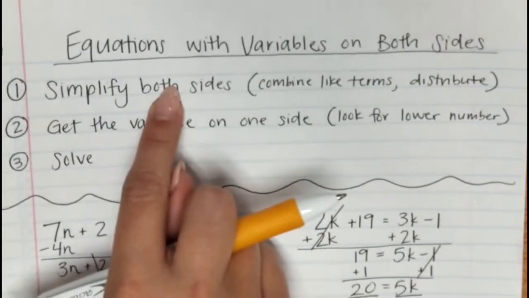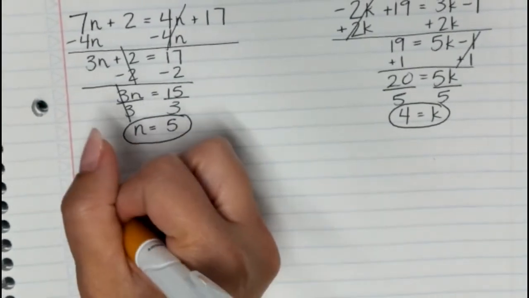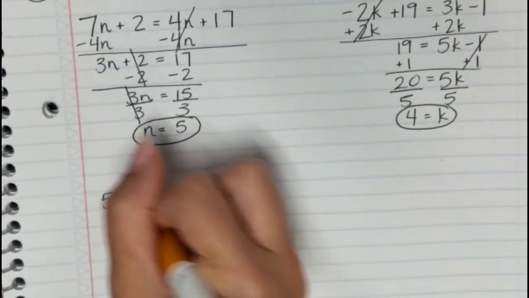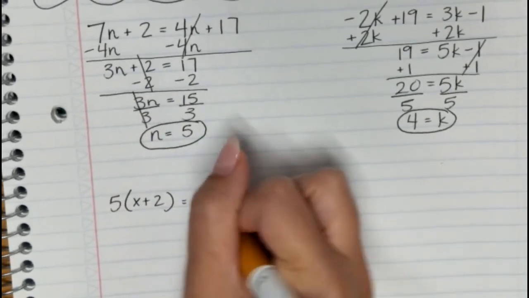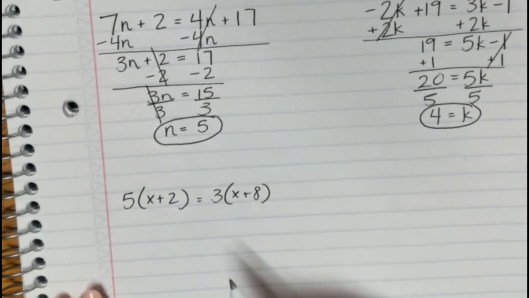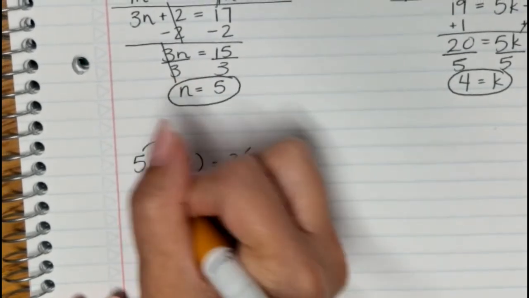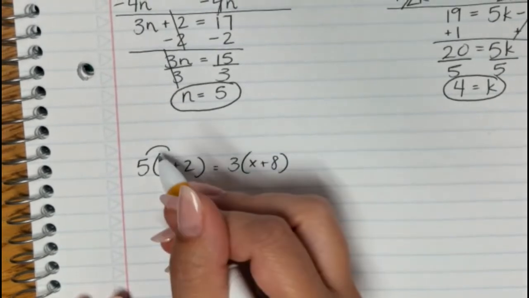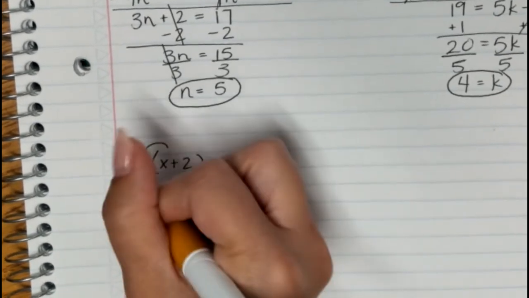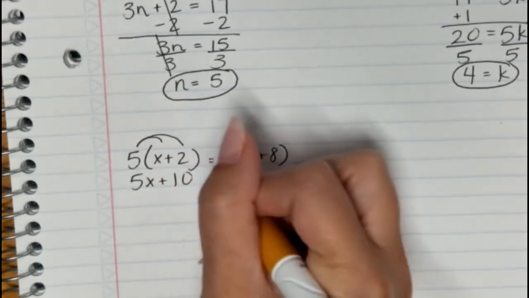Now, we've been essentially skipping step 1 with simplifying the sides, but what if we have one where we do need to simplify a side? For example, 5 parentheses x plus 2 equals 3 parentheses x plus 8. I see parentheses, so I know I need to distribute. So I'm going to distribute my 5 to my x. 5 times 1x. Remember, if x is by itself, it basically means 1x. So 5 times 1x is just going to be 5x. And 5 times a positive 2 is going to be a positive 10.